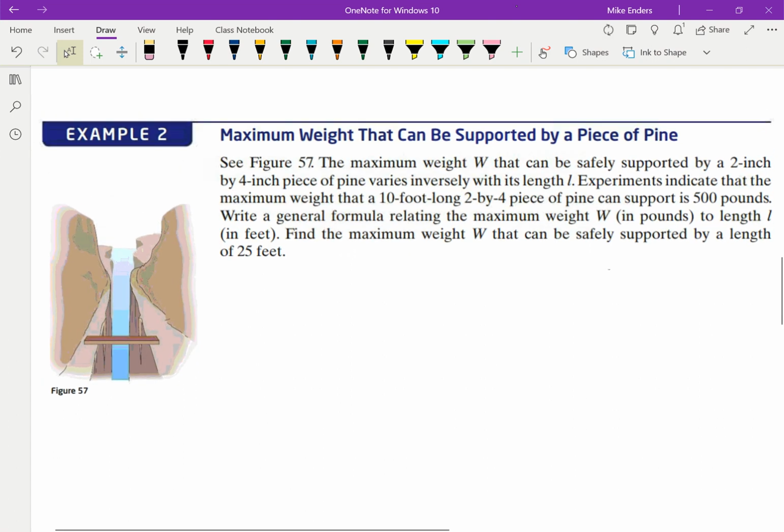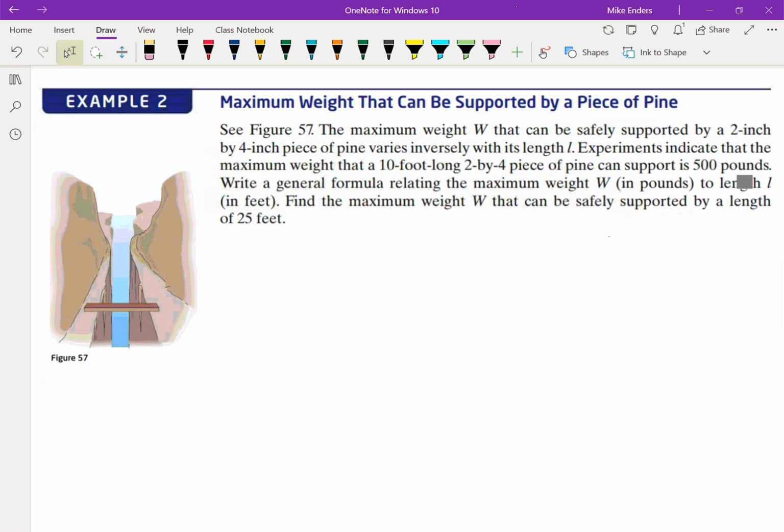Maximum weight that can be supported by a piece of pine. If we take a look at the figure on the left, we've got what looks like a canyon of some sort with a board stretched across. The maximum weight that can be safely supported by a 2-inch by 4-inch piece of pine varies inversely with its length L. Dissecting that first sentence, the weight that can safely be supported varies inversely with its length. Before we do anything else, I can immediately write out an equation. Weight is inversely proportional to the length, y equals k over x.